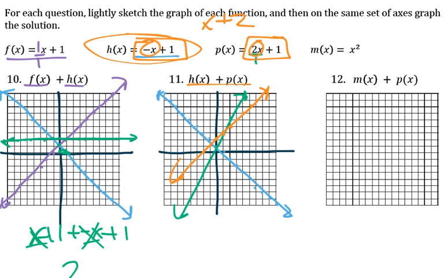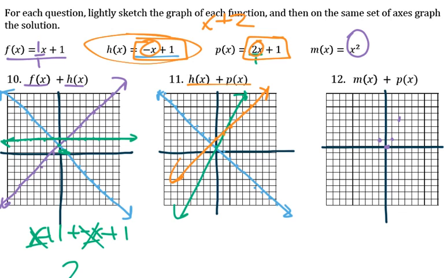Okay, now what happens when we deal with 12? This time we've got x squared. Oops, let's make it better. Y-axis. X-axis. Okay, x squared would be 0, 0. 1 squared is 1. Negative 1 squared is 1. 2 squared is 4.